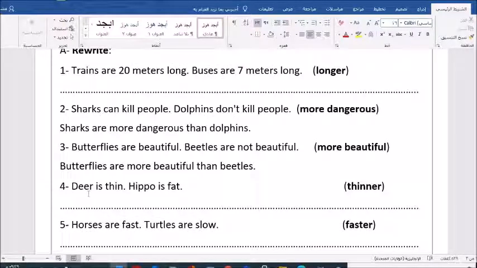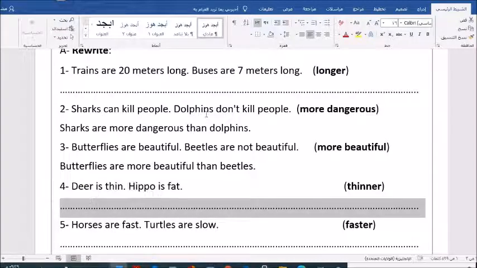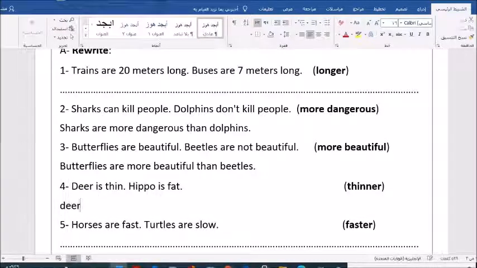Anyway, deer is thin. Hippo is fat. So I start with part 1, deer. Deer, singular word, takes is. Then the adjective plus ER. It's a short adjective, takes ER, but we double the last letter. Then part 2, hippo. Okay, we'll stop.